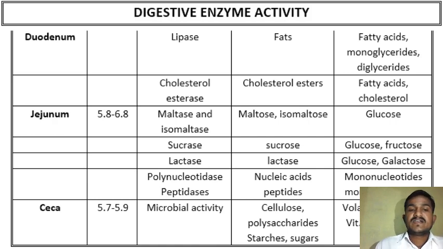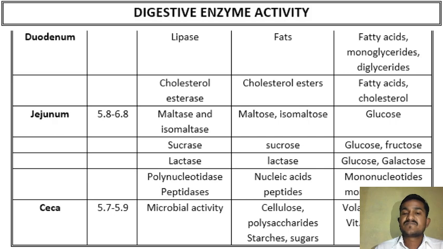Now the next part of the small intestine is the jejunum. The jejunum has a pH of 5.8 to 6.8, and it contains the enzymes maltase and isomaltase. Maltase and isomaltase act on maltose sugar and isomaltose sugar, and convert them into glucose molecules. The next enzyme present in the jejunum is sucrase.